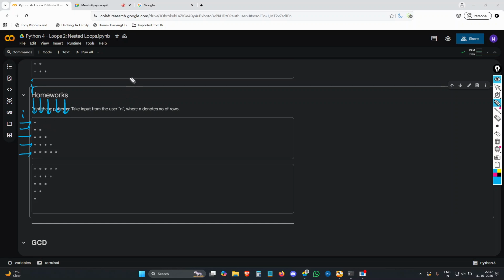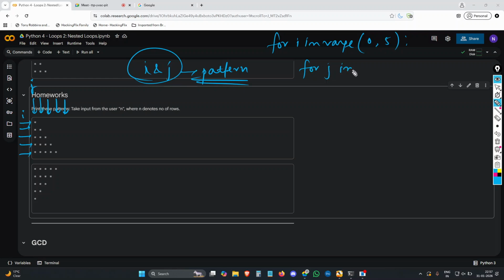And we have to manage the i's and j's in such a way that our pattern matches, right? Our pattern comes out. So how do we make it? If I make i in, let's suppose, range of 0 to 5, then for j in range, now what do we do with our j? We have to do something with our j so that the values change.